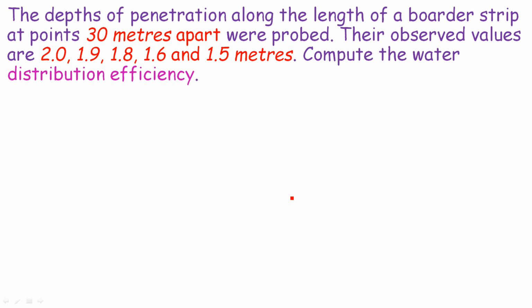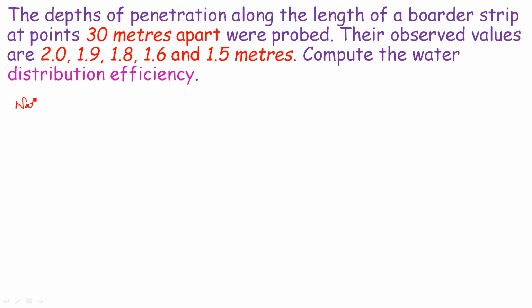Now the next question on your screen: the depth of penetration along the length of a border strip at points 30 meters apart were probed, and their observed values are 2, 1.9, 1.8, 1.6 and 1.5 meters. Compute the water distribution efficiency.